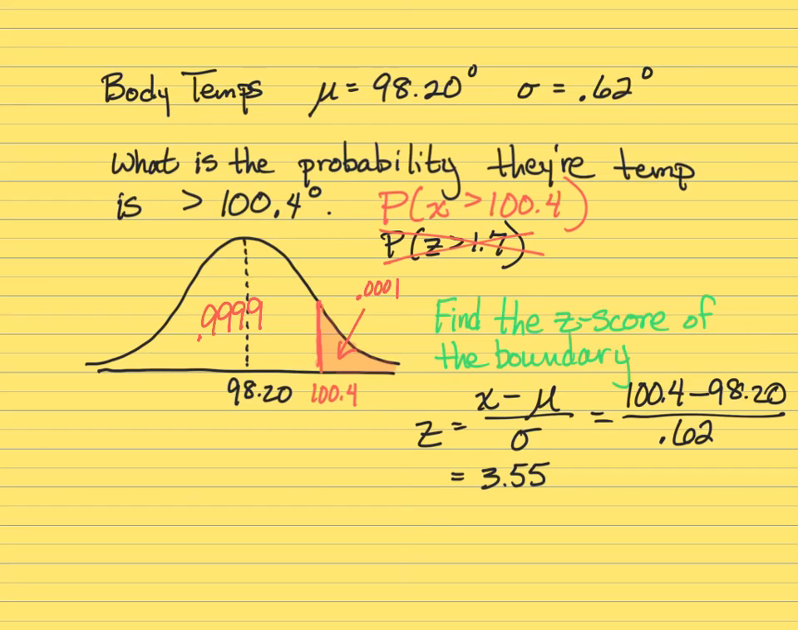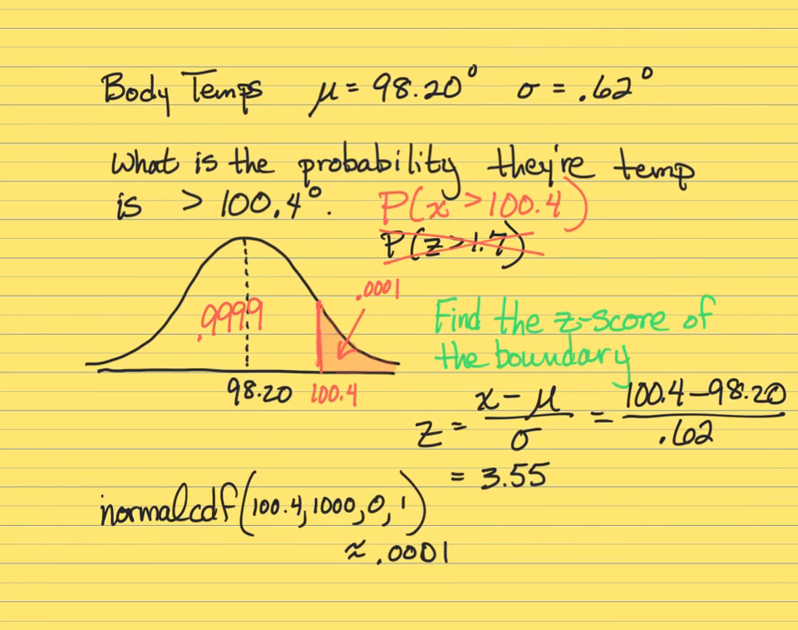Of course, we could throw this into our calculator using the cumulative normal CDF. We would do something like this: normal CDF, the left boundary is 100.4, comma, the right boundary is, say, 1,000, comma, 98.2, comma, 0.62. That should spit out something approximately equal to 0.0001.